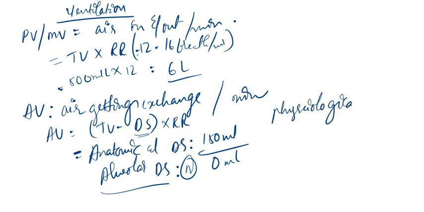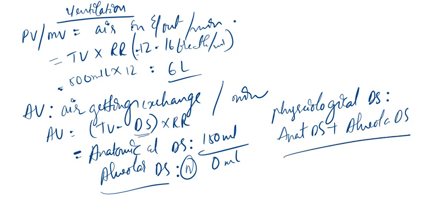Okay, if you think about physiological dead space, it is the anatomical dead space plus alveolar dead space. This is the total physiological dead space. Anatomical dead space is 150. Alveolar is 0. That means 150 ml is the physiological dead space.